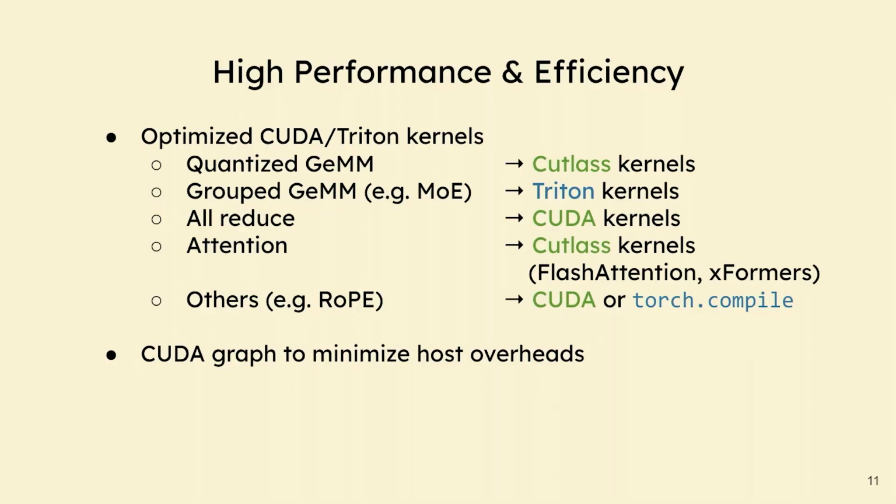We also have a custom all-reduce kernel for small batch sizes in vLLM, because we find that NCCL's ring all-reduce is not very good in those small batch size scenarios. We also have different attention backends, like FlashAttention, FlashInfer, and xFormers. For all those kernels, we use CUDA graph to minimize the host overheads.